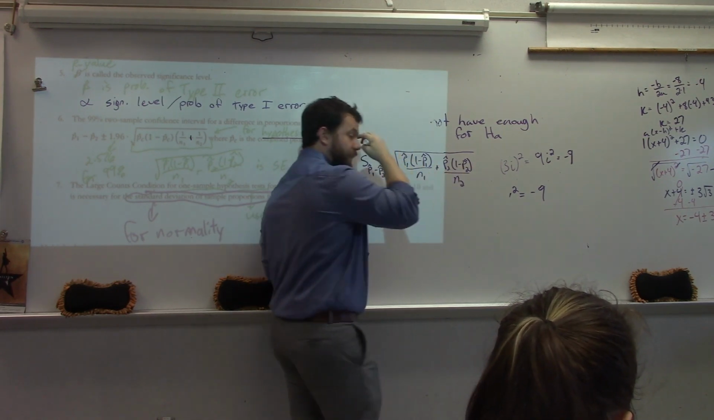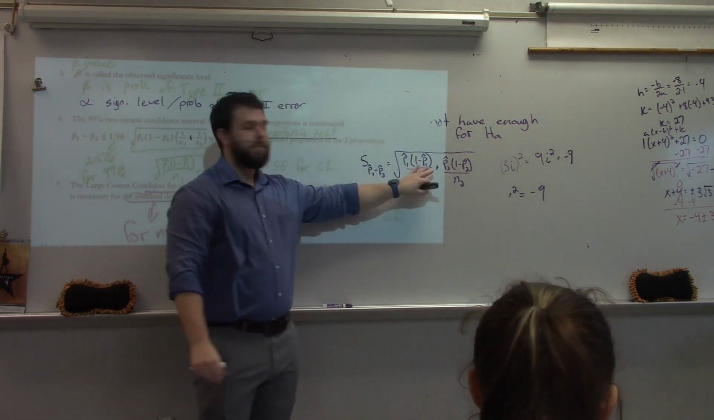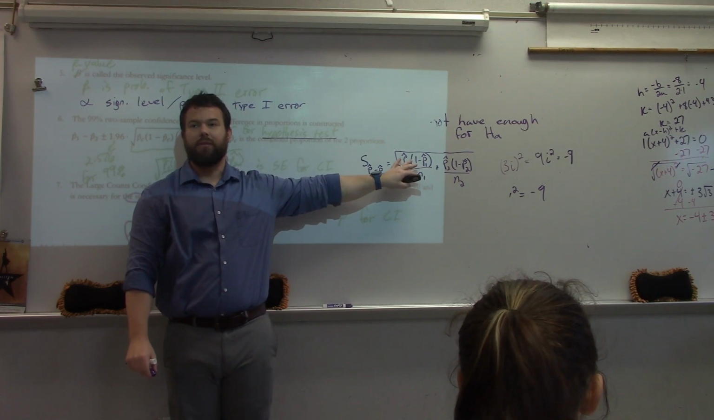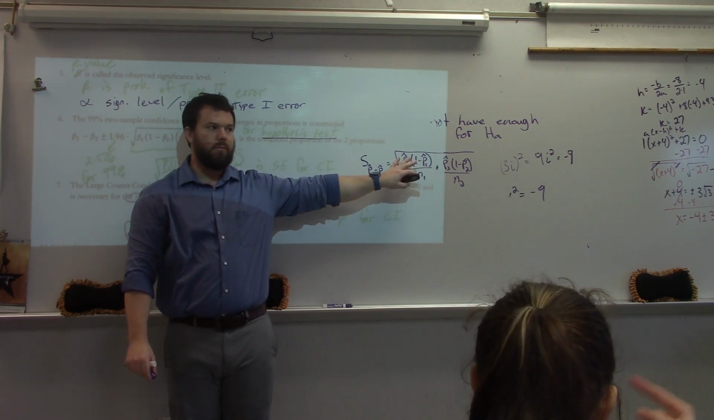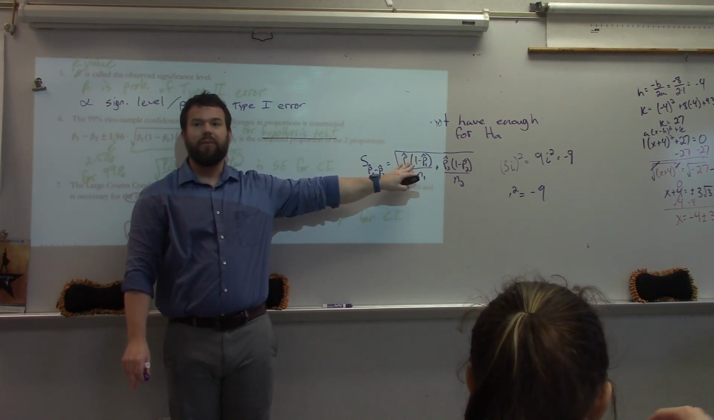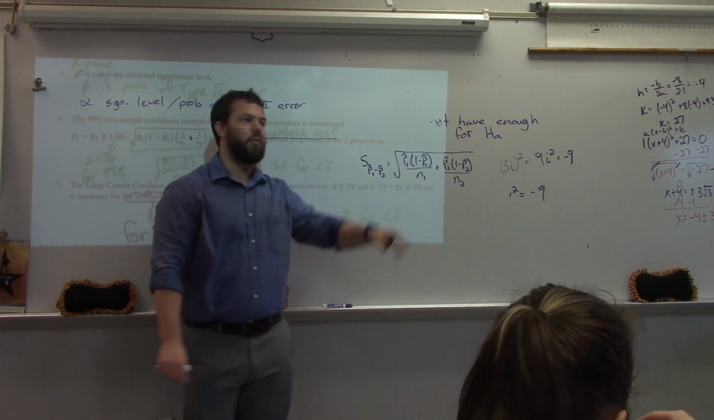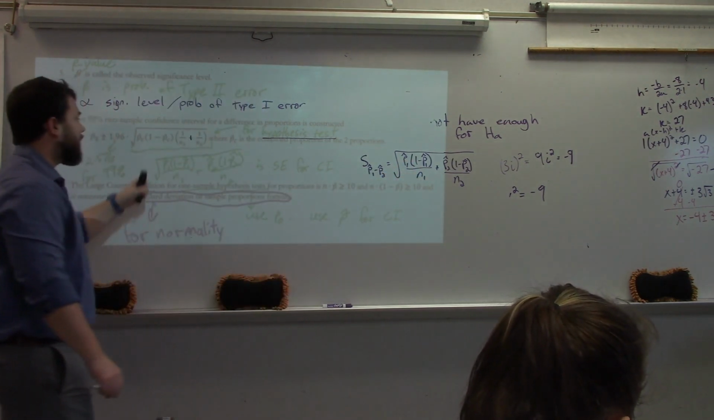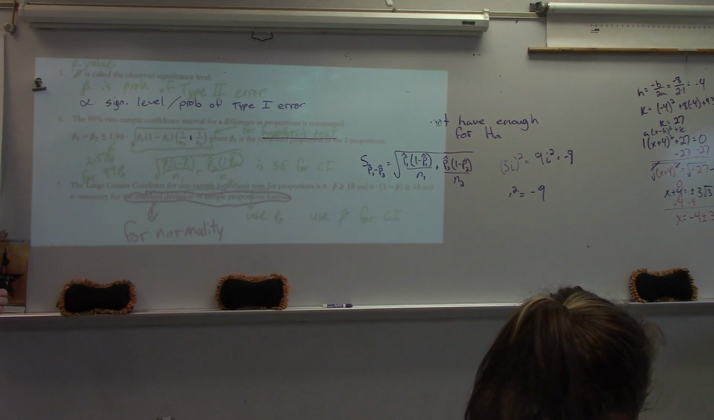And do not forget, why do we use p hat here with confidence intervals? We don't have a hypothesized p-value, right? So we just use the sample proportion. Here, we would have some kind of hypothesized value. It's a little funky for two proportions, but there's that.